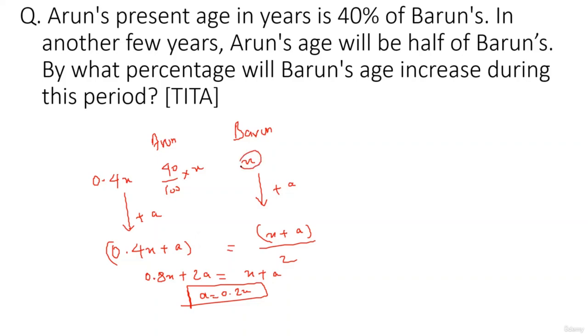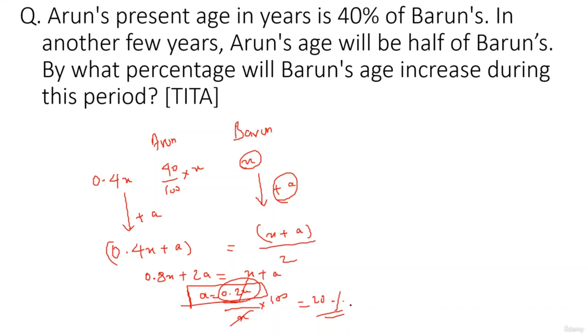That means Barun's initial age was x. Now it increased by 0.2x. So what is the percentage increase in Barun's age? It is 0.2x divided by x into 100. The x cancels, and it is simply 20%. Or you can simply observe that 0.2x is nothing but 20% of x. So the answer is 20%.